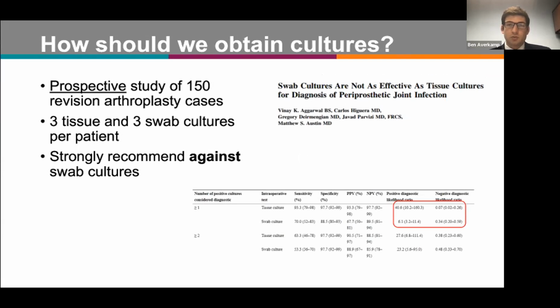They found that tissue cultures were positive in a higher percentage of septic cases than swab cultures. Swab cultures were also found to have more false negatives and false positives than tissue cultures. Also, the likelihood ratio is much more robust in tissue cultures. They strongly advised against intraoperative swabs.